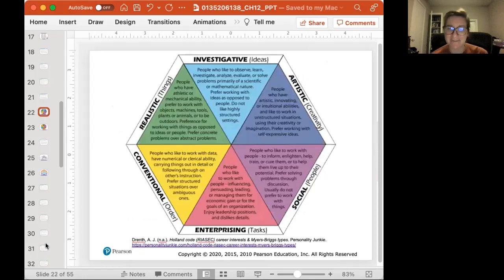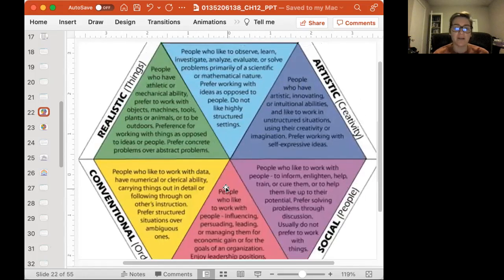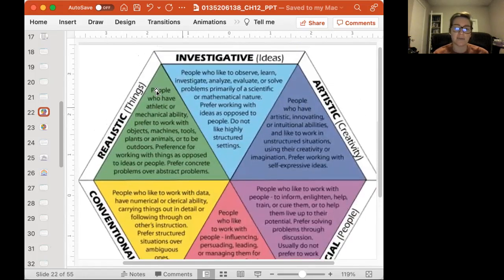But of course, here's an image that I found for you guys to access. So zooming in so you can read it a little bit better. So the realistic person, having to do with things, people who have athletic or mechanical ability, they prefer to work with objects, machines, tools, plants, or animals, or to be outdoors. They have a preference for working with things as opposed to ideas or people. They prefer concrete problems over abstract problems.